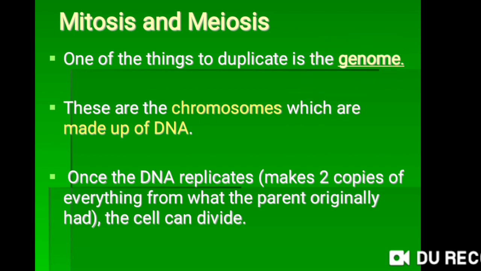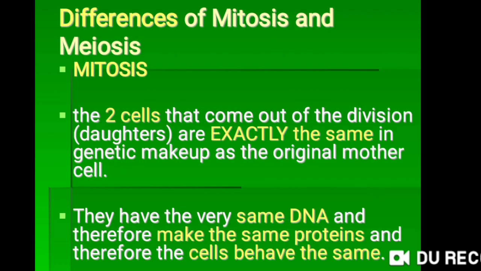As we concluded, the genome is the sum of all the DNA, or all the characteristics stored in your organism. The chromosomes are made up of the DNA. So when the DNA replicates, it makes 2 copies of everything the parent originally had, and the cell can be divided. So what is the criterion for a cell to divide? In mitosis or meiosis, what they share in common is that they replicate, making 2 copies of everything they have. Now let's talk about the exact difference between mitosis and meiosis.